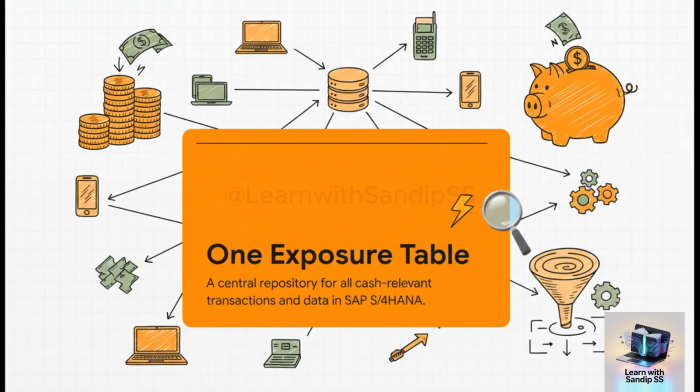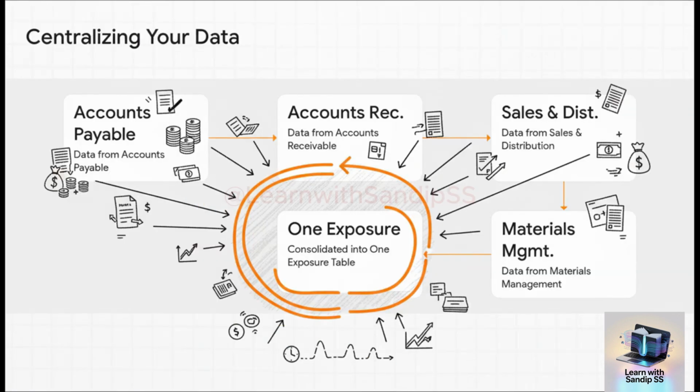Now here's the really cool part, the engine that makes this all possible. Deep inside the SAP S4HANA solution, there's this incredibly powerful tool, and it's called the One Exposure Table. Just think of it as the ultimate financial database. It's a central vault specifically designed to grab and hold every single transaction that has anything to do with cash. And you can see how it all comes together right here.